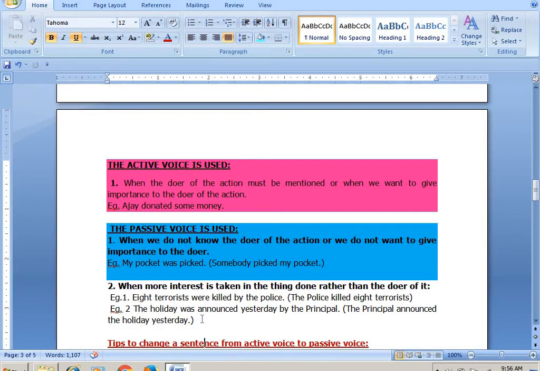The holiday was announced yesterday by the principal. The holiday was announced yesterday by the principal. It is in which tense, students? Once again, it is in the passive voice. How do you know that? Because it is with the past participle plus by, whom the action has been done by is mentioned over there by using by the principal. So the principal announced the holiday yesterday. So the active voice of it is: the principal announced the holiday yesterday.